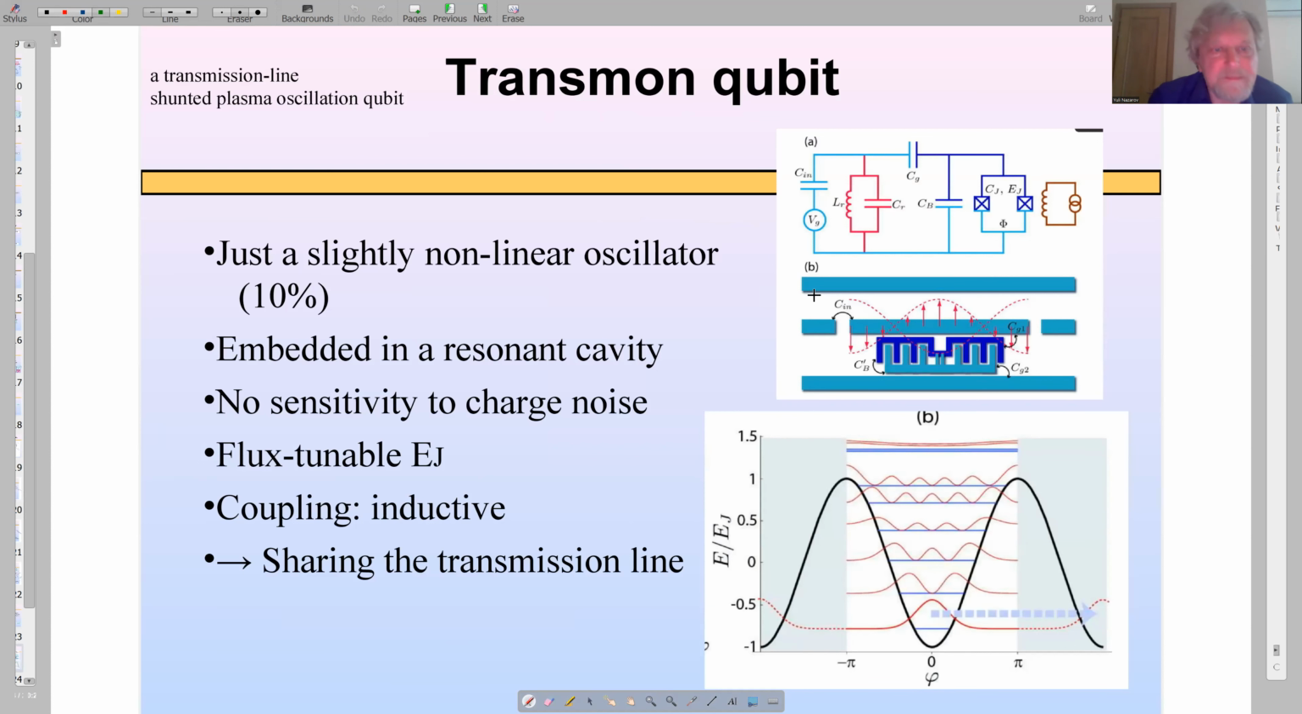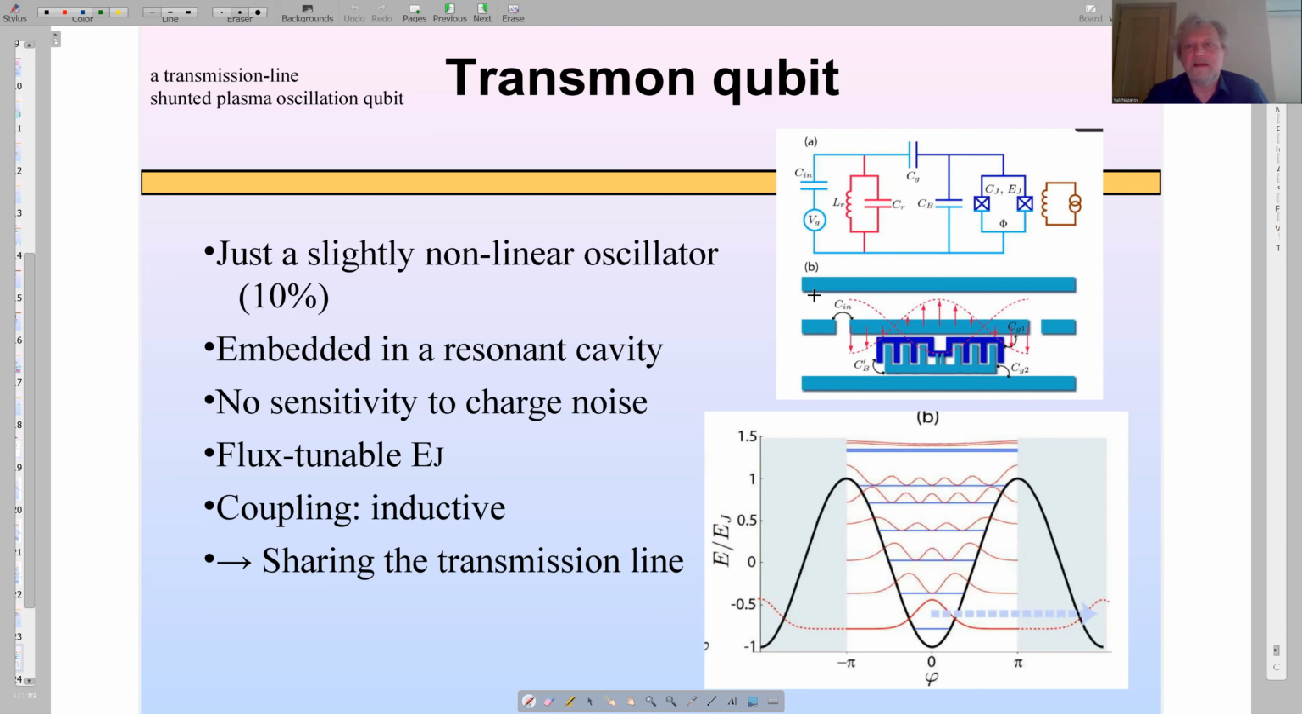Transmon qubits, which have been invented and proposed shortly afterwards. What was the main idea? The main idea was to put a Cooper pair box, a Josephson junction with an island, into an environment which allows easy manipulation and easy readout of the qubit.